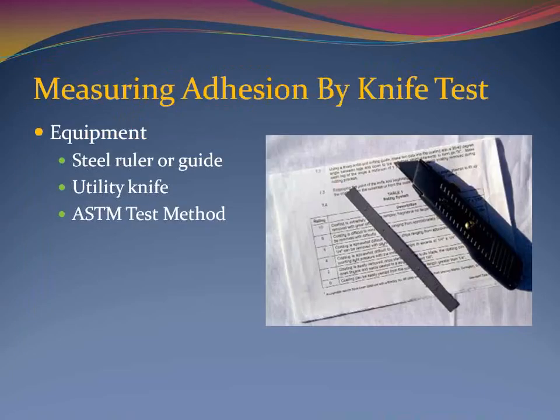Adhesion can also be evaluated using ASTM D6677, which is evaluating adhesion by the knife test. If the project specification or other document requires you to perform this test, you will need the testing equipment listed on the slide. This includes a steel roller, a utility knife equipped with a new blade, and a copy of the ASTM test method. You do not need adhesive tape for this method.